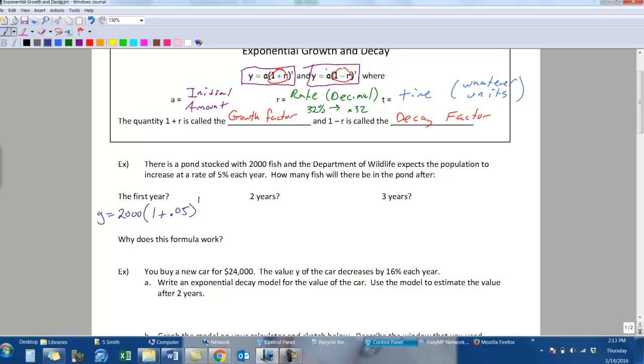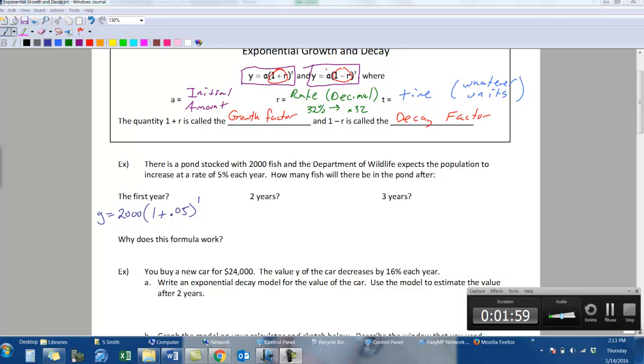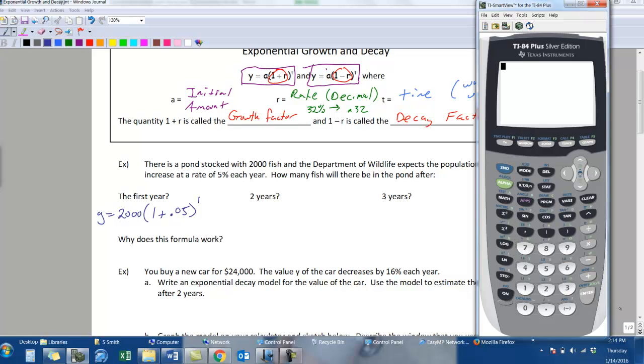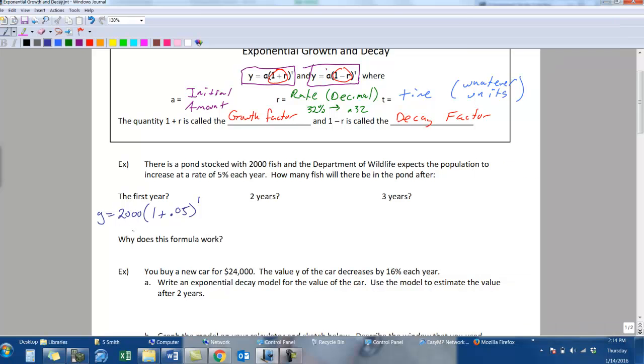So pull out your handy dandy calculator. Let me get mine out. Now it might be a little bit less than the 4-minute mark for that bell. But I'm going to put this in our calculator. 2,000 times, you could put 1 plus 0.05, or you could put 1.05, because that's what 1 plus 0.05 is, right? Raised to the first power. You should get 2,100 fish.